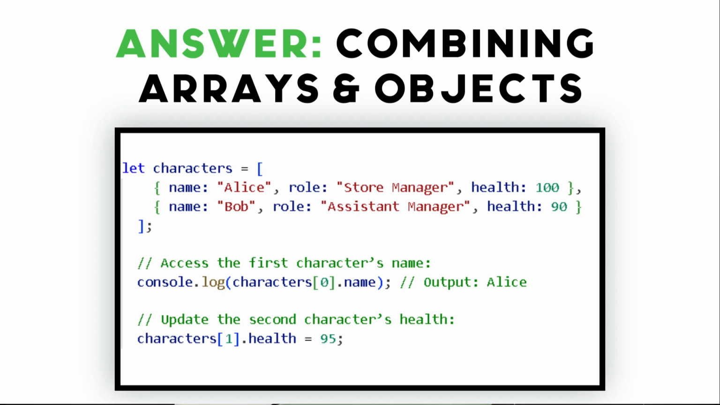To access the first character's name, just do console.log characters 0 because of its index value, dot name, which accesses the key value. It will then output Alice. You can also update it the same way. Let's update the second character's health. Characters 1 dot health equal to 95.